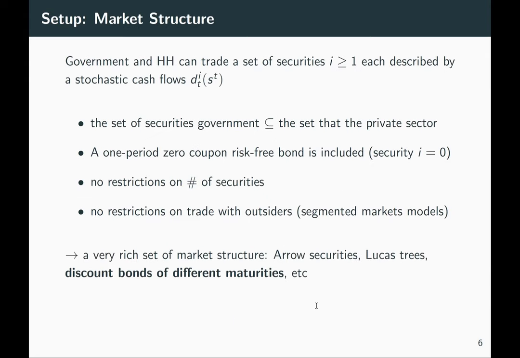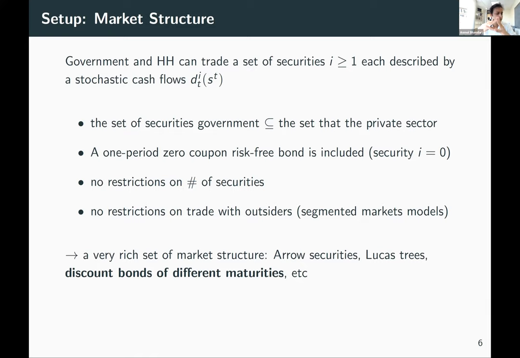Now let me talk a little bit about the market structure. As I mentioned in the introduction, we want to keep the market structure pretty general. Essentially we have securities, which can be finite or infinitely many, and they are each described by a stochastic cash flow. There are a couple of restrictions we do impose. One restriction is that the set of securities that the government trades is a subset of the set that the private sector trades.